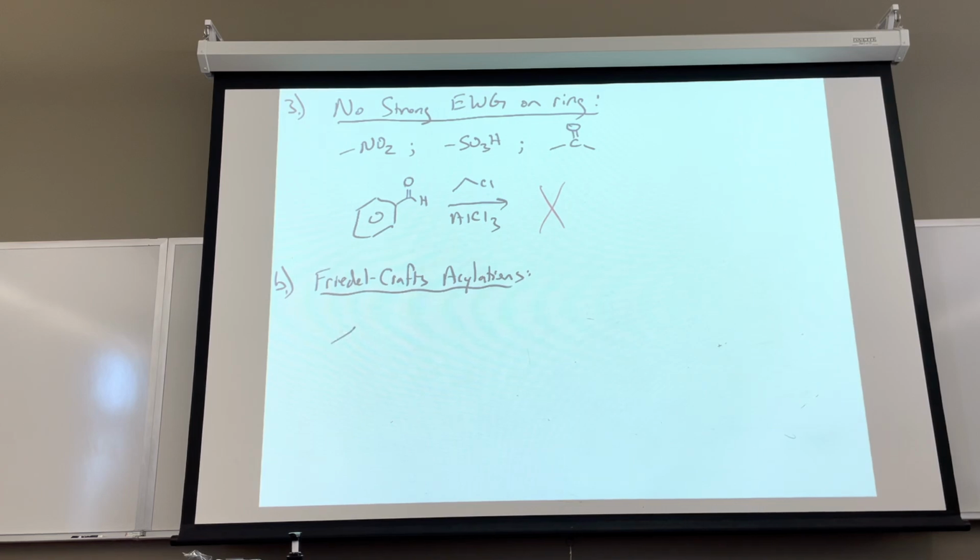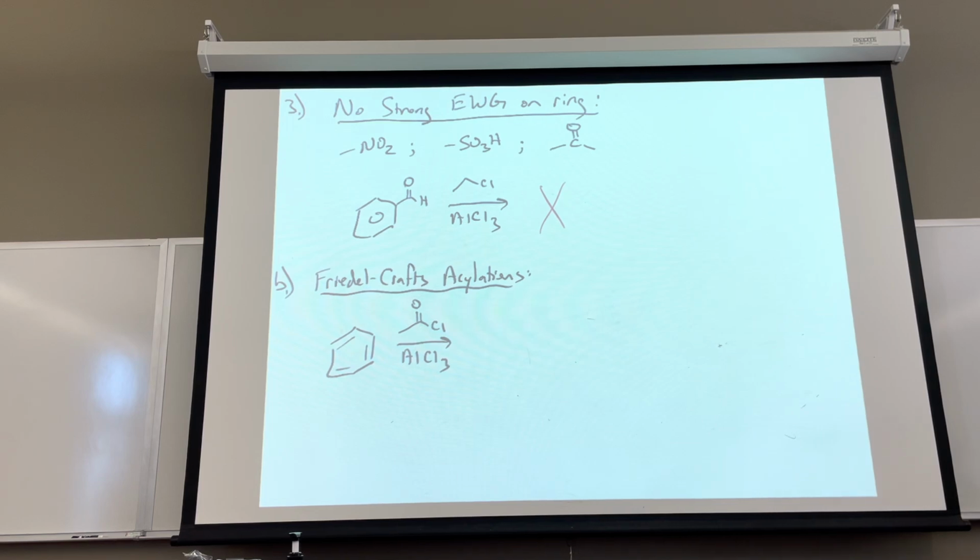All right, and what that looks like. So we're still using the Lewis acid catalyst, but in this case, we're not going to use an alkyl halide, we're using an acyl halide, and what that looks like is this. So you notice the only difference is that instead of the halogen being attached to an alkyl carbon, it's attached to a carbonyl carbon. All right, and that's what I mean whenever I say an acyl group.